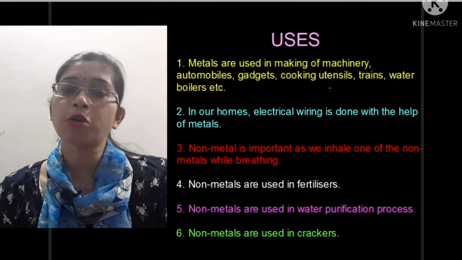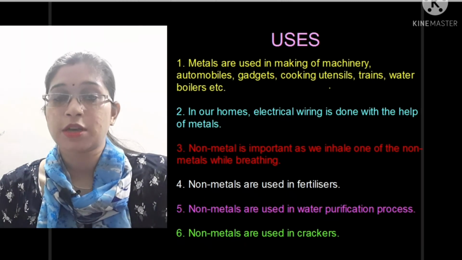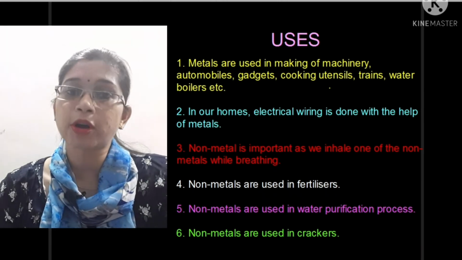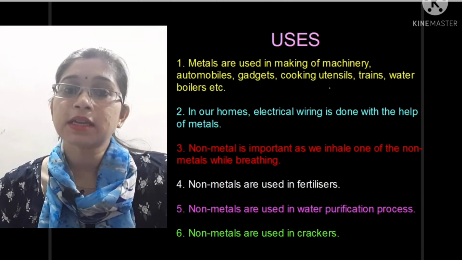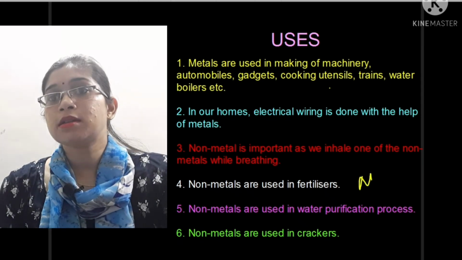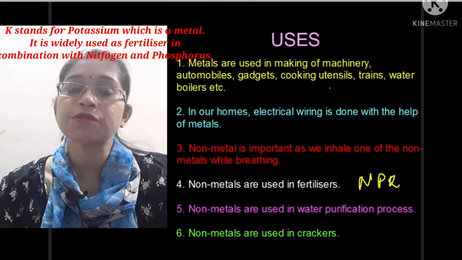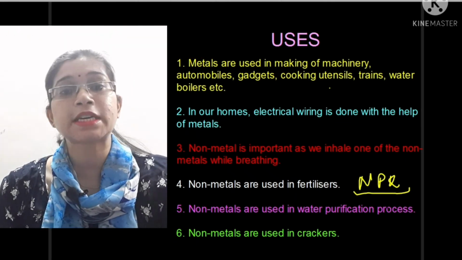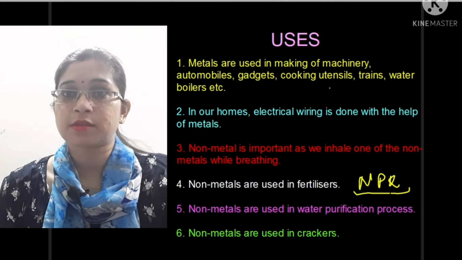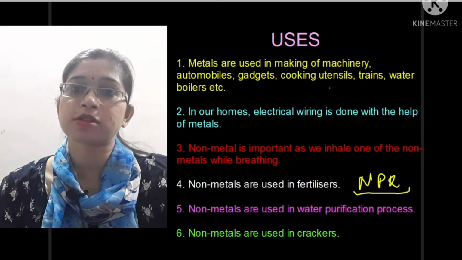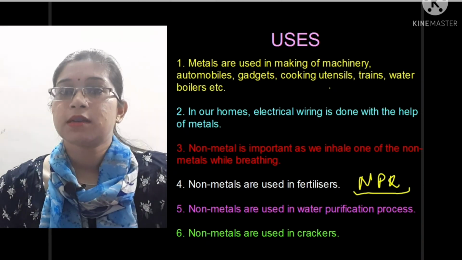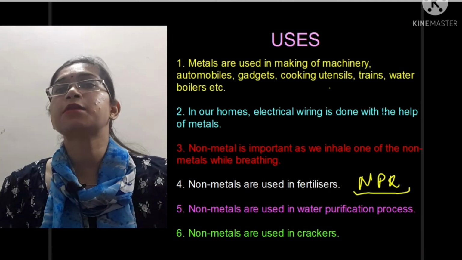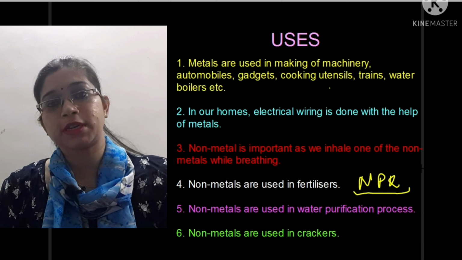Then if we talk about non-metals, the most important non-metal which we breathe is oxygen, a very important non-metal gas. Then non-metals like NPK, that is nitrogen, phosphorus and potassium, are used in fertilizers which increase the growth of the plants. Then in the water purification process also non-metals are widely used, and non-metals are also used in making crackers. So these are some of the uses of metals and non-metals.